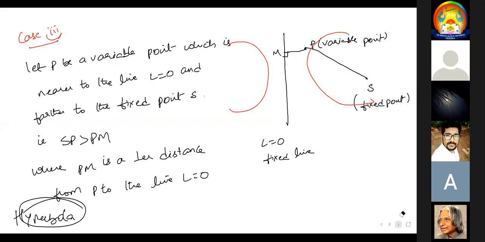In the next class, there is a small questioning hour for half an hour. I'll ask the questions, and you have to say the answers on coordinate geometry, like circle, parabola, ellipse, hyperbola.